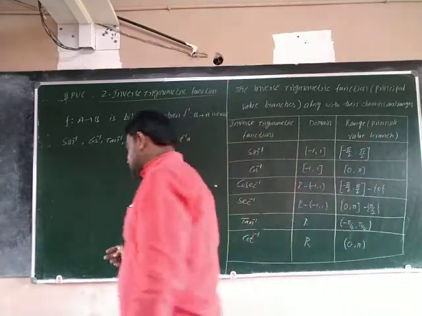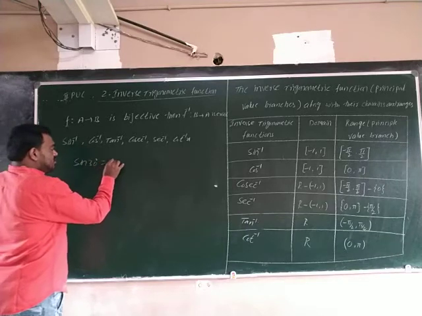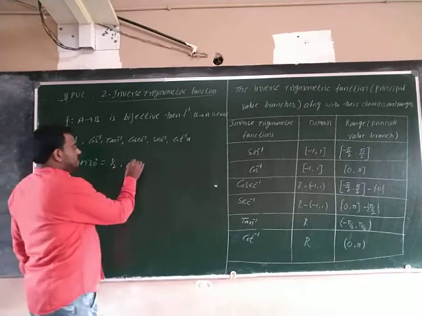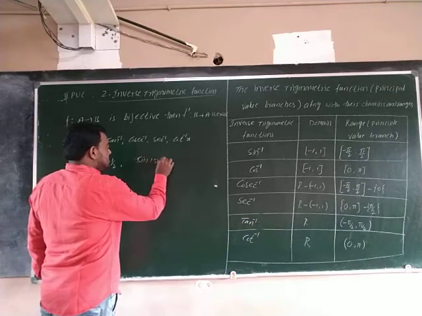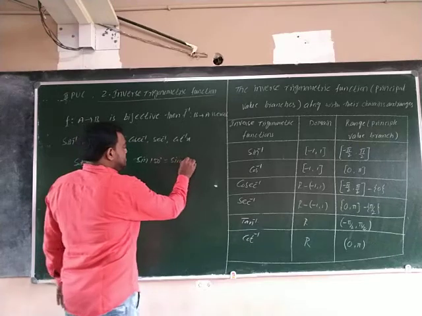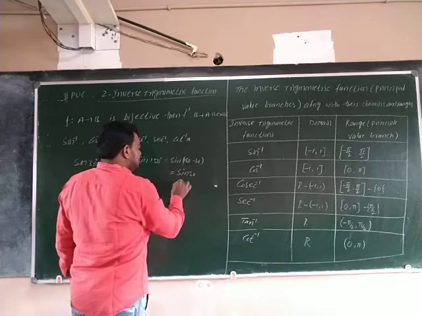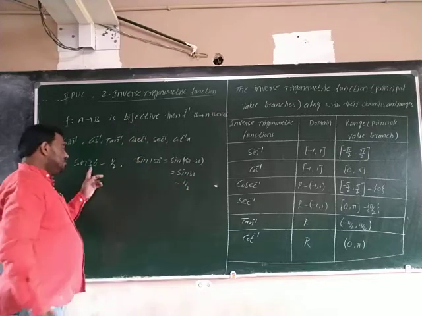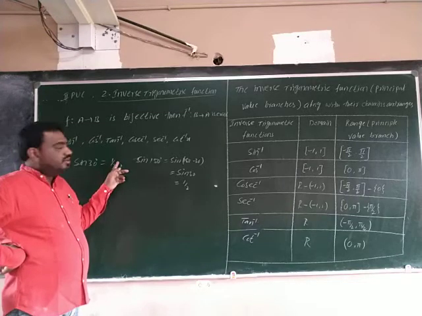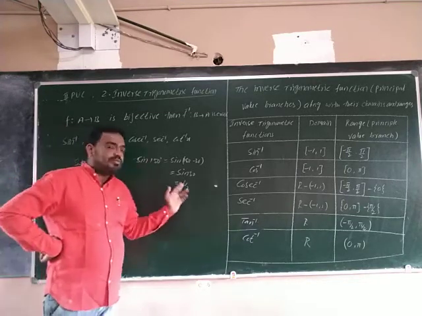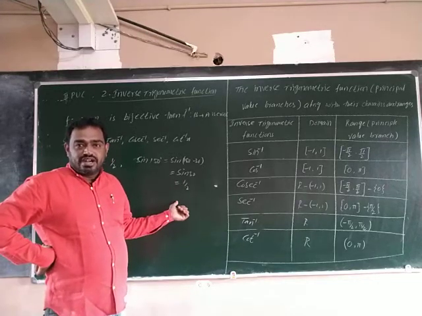Because, for example, sine 30 degrees has value 1/2. If I write sine 150 degrees, sine 150 is sine of 180 minus 30, which equals sine 30, and that value is 1/2. That means the image of 30 degrees is 1/2, and the image of 150 degrees is also 1/2. So it is not an injective function, it is not a one-one function.